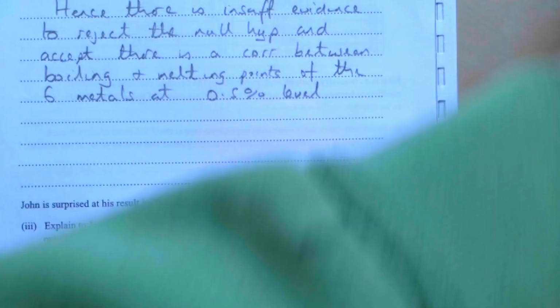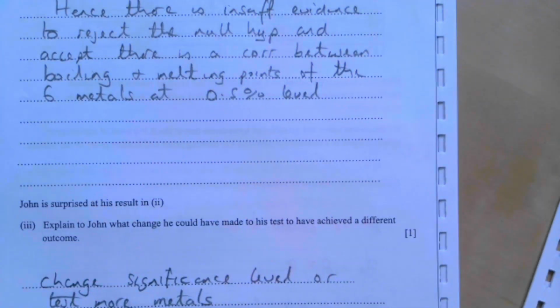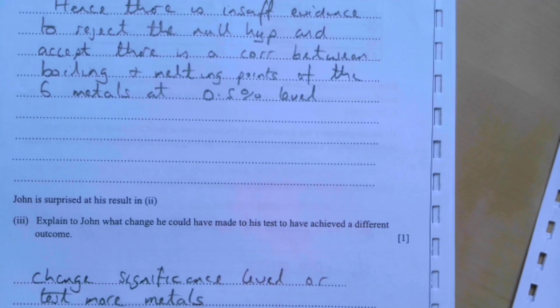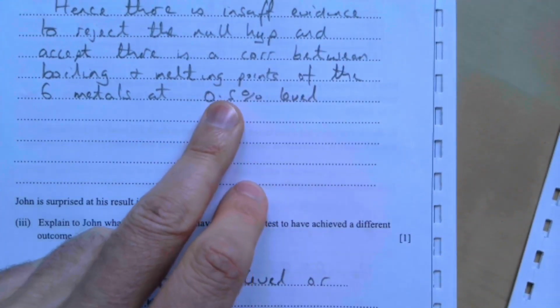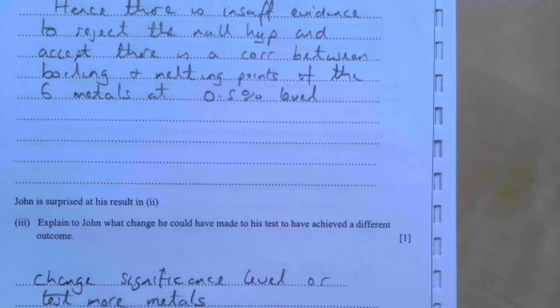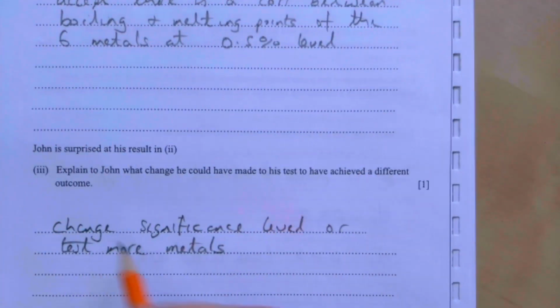Just to tell you exactly what they have in the answer booklet. A significance level is the probability of incorrectly rejecting the null hypothesis. In this case, the significance level is very small, so the 0.5% is a really small significance level. If you use the 1% level of significance, as we said, there's sufficient evidence to reject the null hypothesis, and so that would work, which is effectively just what we say. So change the significance level or test more metals.